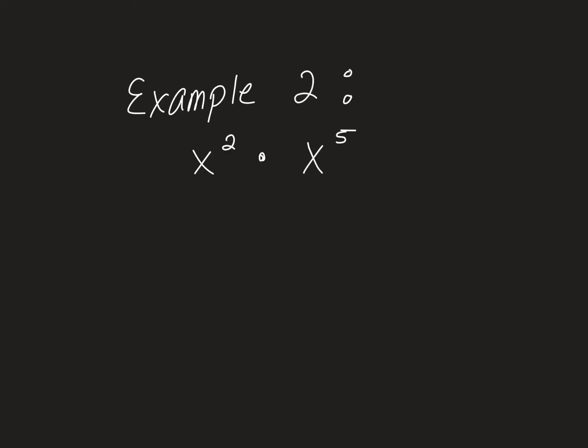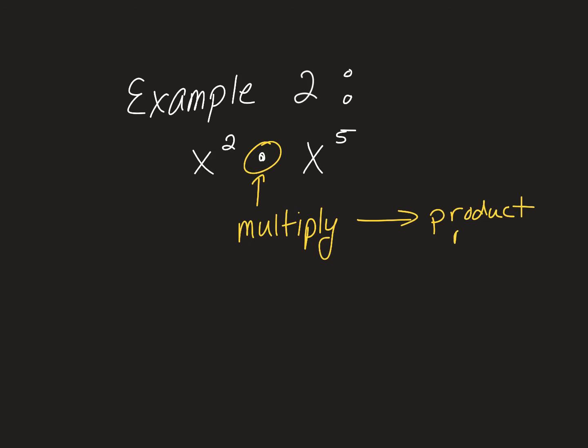Okay, now let's take a look at example 2. And this time we are not combining like terms. And the reason we're not combining like terms is because we've got our little dot right here in between those two terms. And that dot implies that we're going to multiply. And when we multiply powers together, we are using the product rule. So I'm going to give you a reminder of what that product rule means.